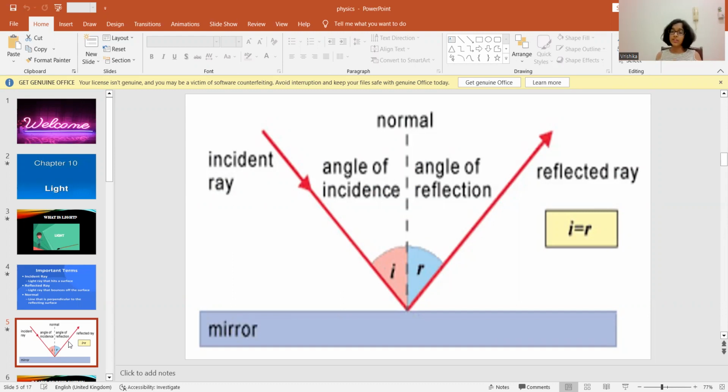The angle of reflection is the angle between the normal and the reflected ray, whereas the angle of incidence is the angle between normal and the incident ray.